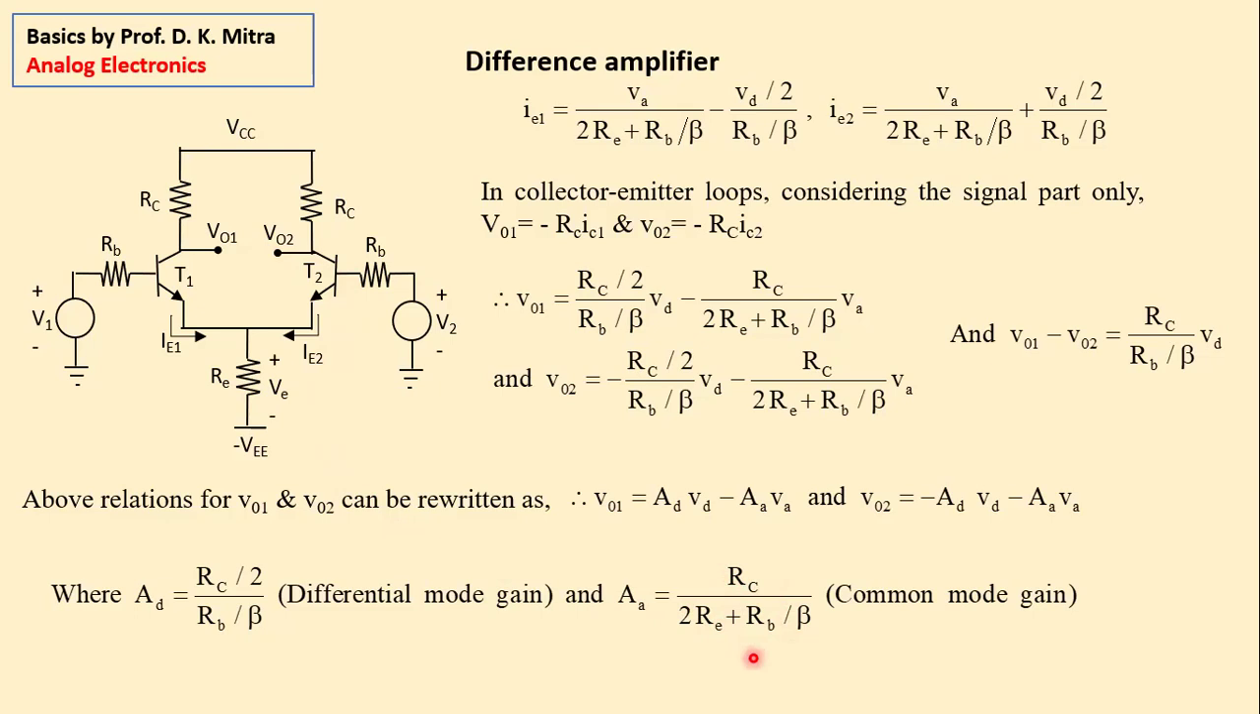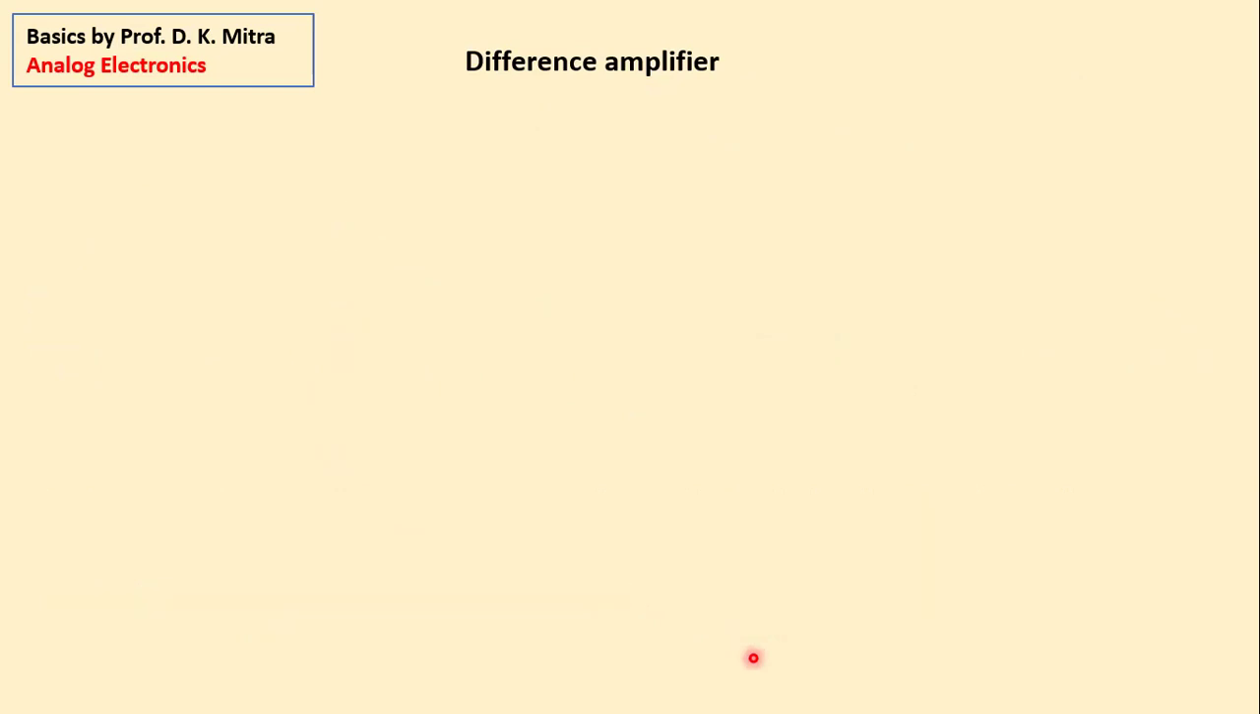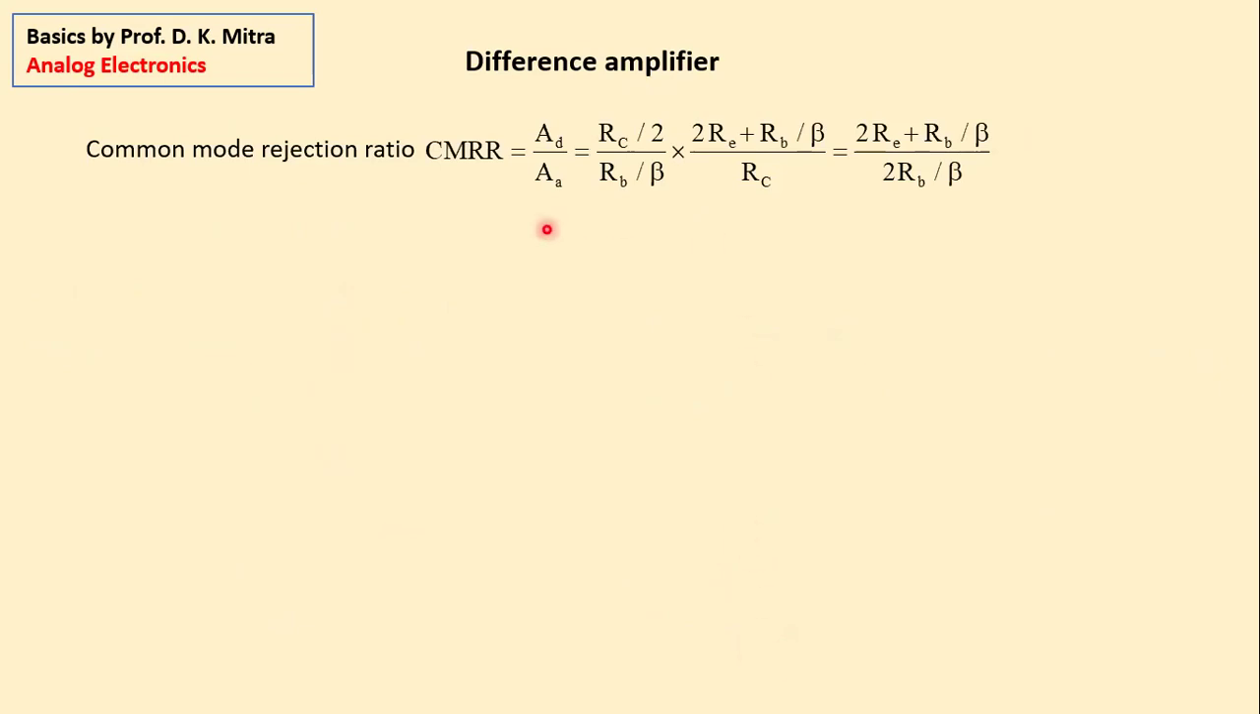Now, there is a figure of merit called common mode rejection ratio. This is a figure of merit. It is a ratio of difference mode gain by common mode gain. We want difference mode gain to be very, very high, common mode gain should be very, very low. So we want this to be a very, very high value. And when we put the values of AD and AC, this is equal to this figure.